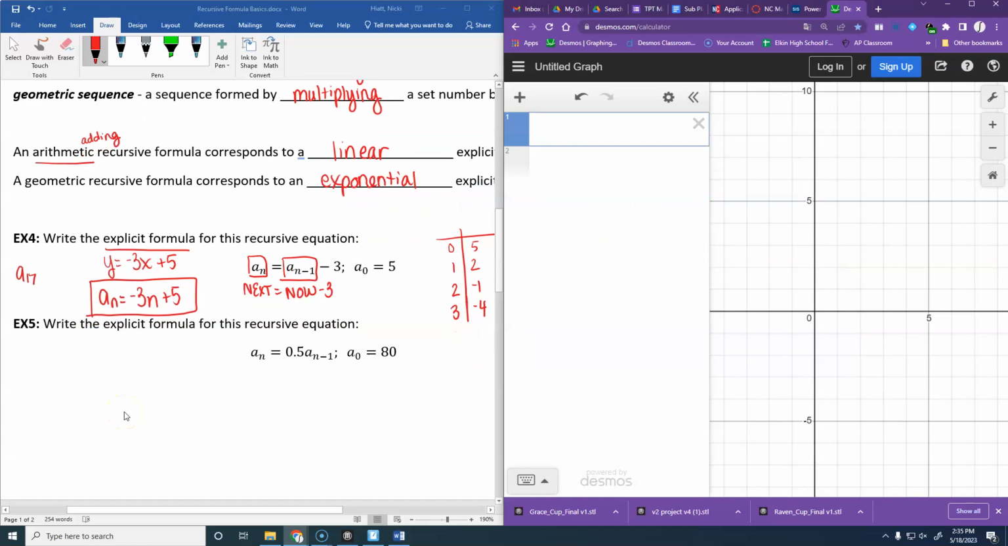Let's try the same strategy, okay? So first of all, let's think about what this equation is telling me to do. That a sub n is always what you're looking for, your next number in the list, is going to equal 0.5 times what you got right now.